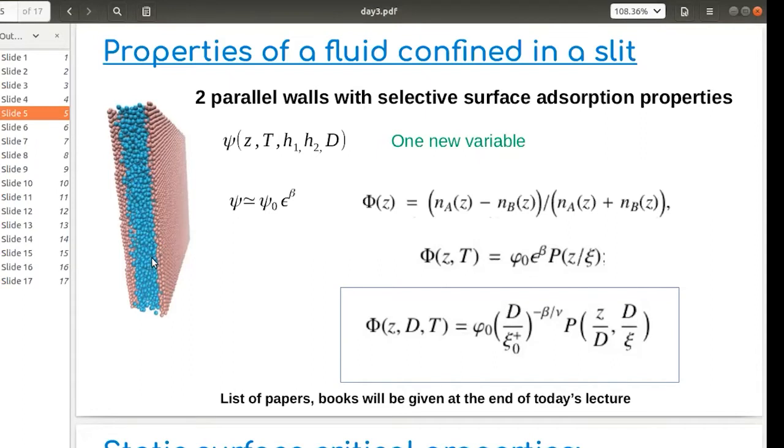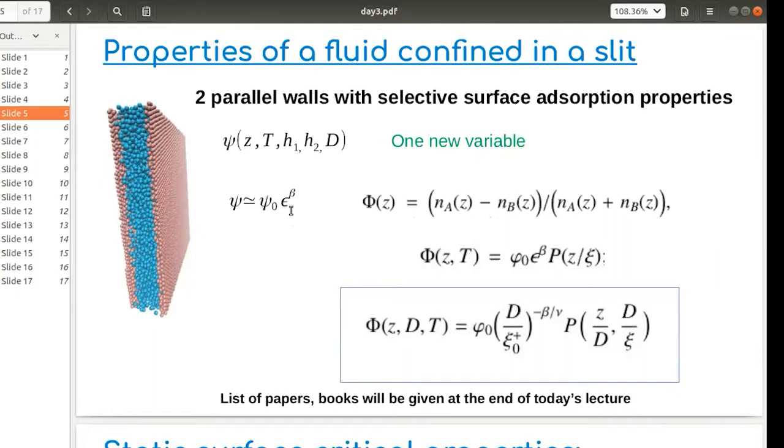So for that, let's start with the basic expression for the order parameter. It's a critical singularity. We know that psi actually shows a critical singularity at the critical temperature, in terms of the reduced temperature epsilon with an exponent beta. So this epsilon is actually T minus Tc by Tc. So it dictates how far you are from the critical temperature.